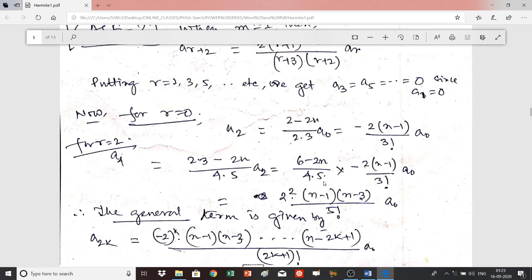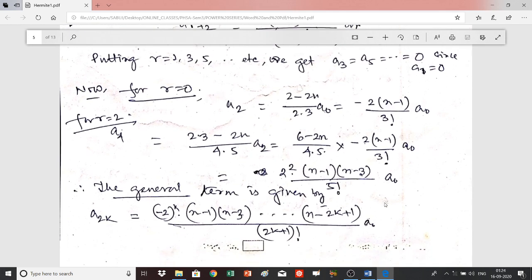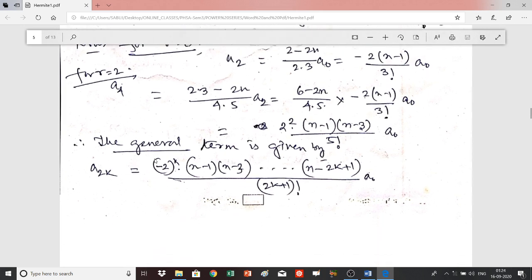Then n minus 1, n minus 3 by 5 factorial, which can be written as 5 into 4 into 3 factorial, that means 5 factorial, into a0. So in this way, the general term can be written as a2k equal to minus 2 to the power k, n minus 1, n minus 3, and in this way the last term is n minus 2k plus 1 by 2k plus 1 factorial into a0. Just substitute the different values of k, you will have a0, a2, a4, and so on. You can check in this case, and all other even terms can be calculated using this relation.